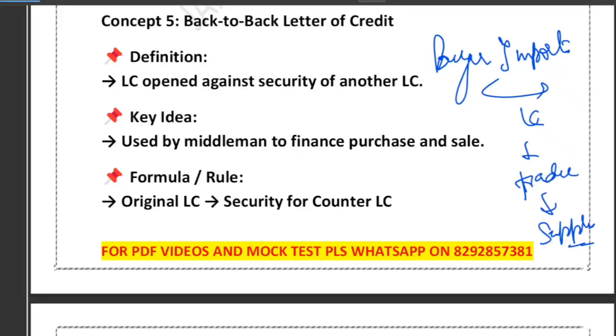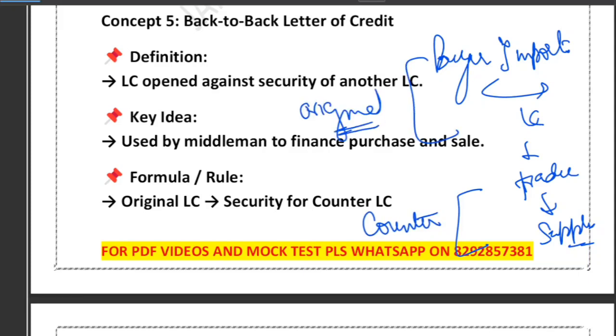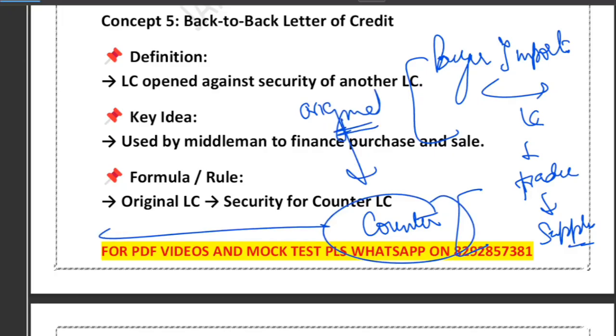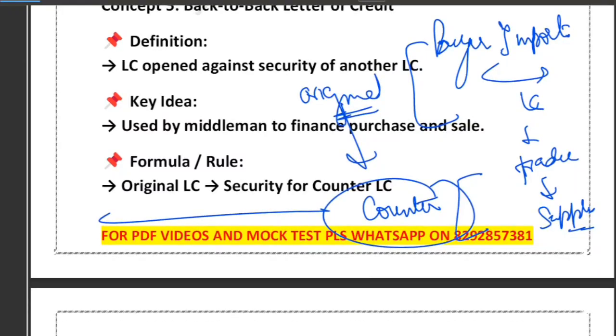So remember the rule: the original LC becomes security for the counter LC. The LC between these two is called the counter LC, and the LC between these two is called the original LC. So this original LC is the security for the counter LC. The trader uses the buyer's LC to open an LC in favor of the actual supplier.